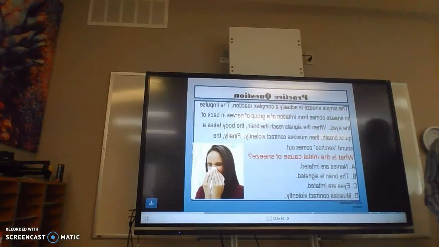Okay. A simple sneeze is actually a complex reaction. The impulse to sneeze comes from irritation of a group of nerves in the back of the eyes. When the signal reaches the brain, the body takes a quick breath. Then muscles contract violently. Finally, the sound kerchoo comes out.